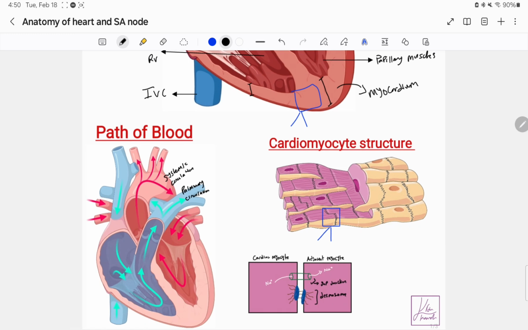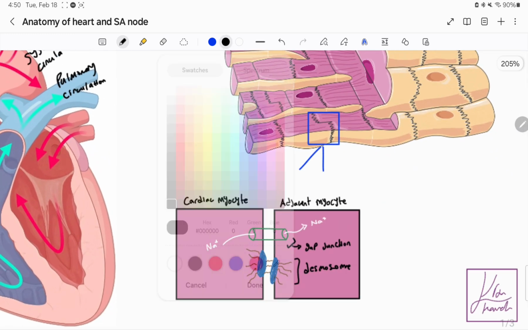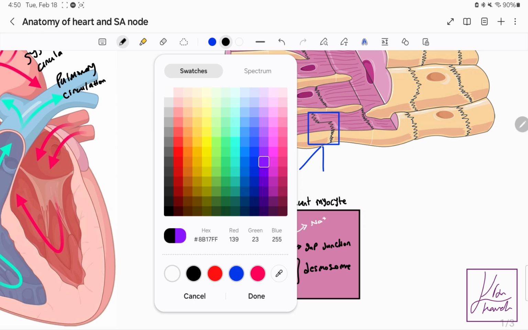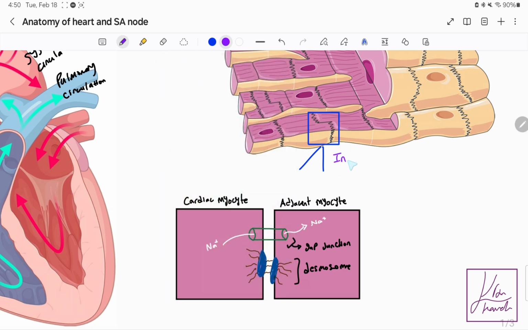And something else, we'll talk about that. But do realize that when you see this term intercalated disc, all it is referring to is the combination of the gap junction and a desmosome. Okay, the desmosome is just holding these two cells together, while the gap junction is providing a safe route for these ions to move from one cell to another.